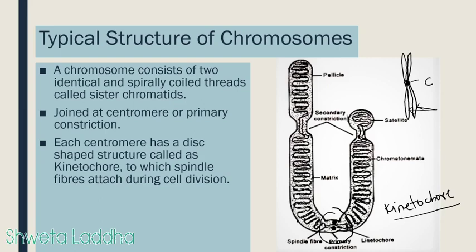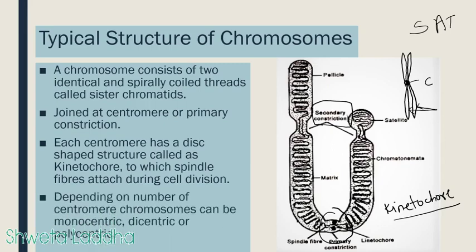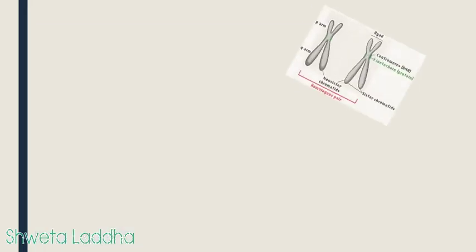Now some chromosomes have another constriction also present, which is called the secondary constriction. The chromosomes which have a secondary constriction are called SAT chromosomes. All chromosomes are not SAT chromosomes. Only a few chromosomes are SAT chromosomes, and it is believed that they are nucleolar organizing regions. They help in the functioning or formation of the nucleolus. Depending upon the number of centromeres, chromosomes can be monocentric, that is having one centromere, dicentric, two centromeres, or polycentric, many centromeres.